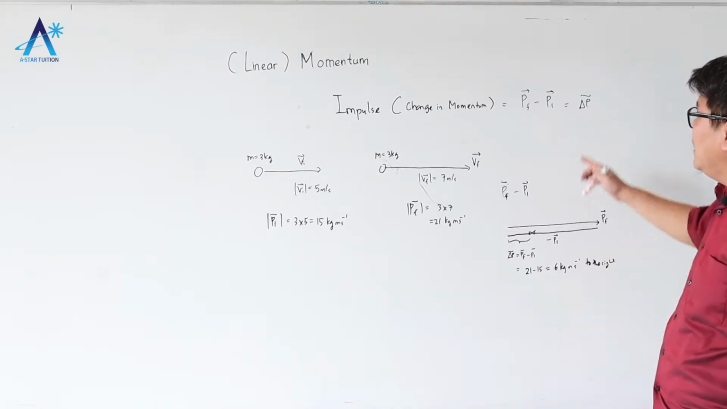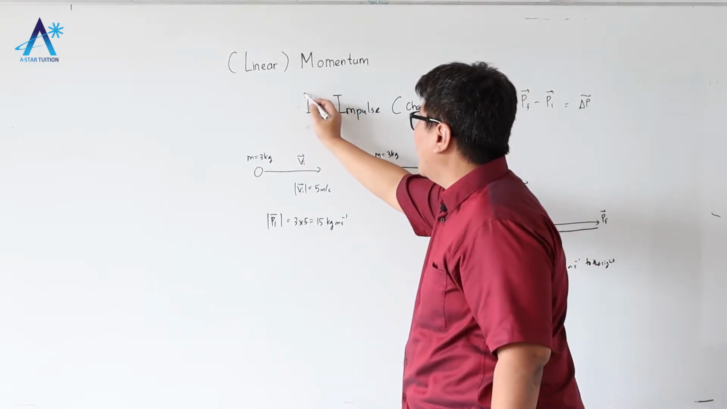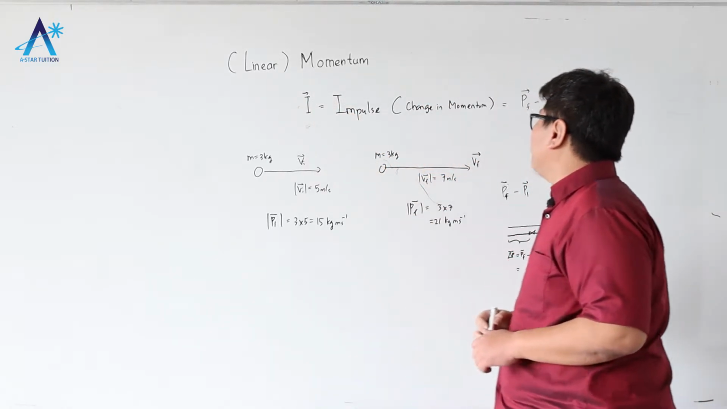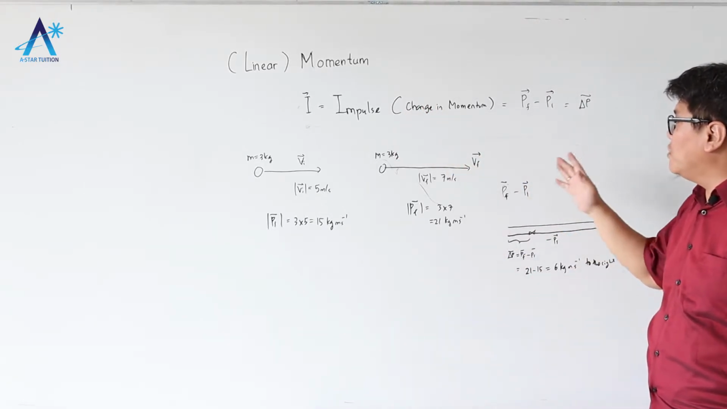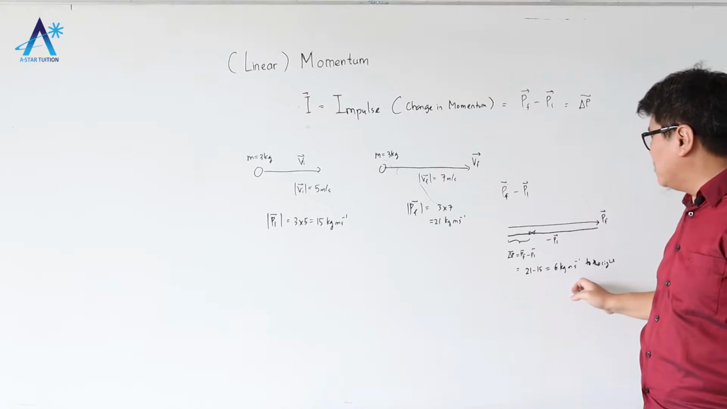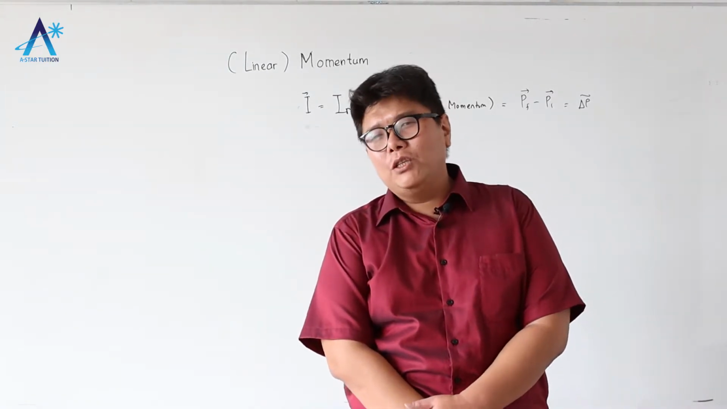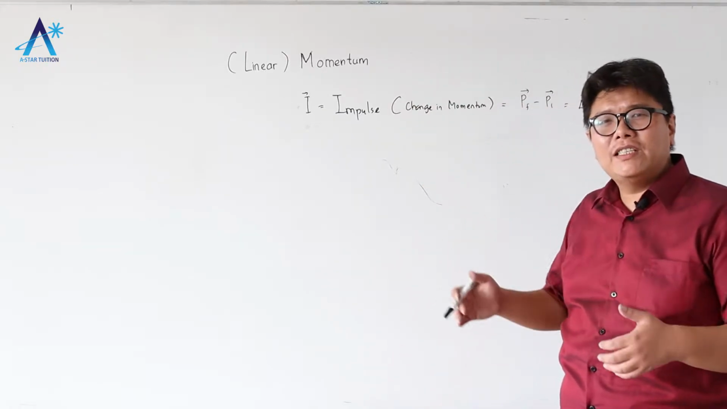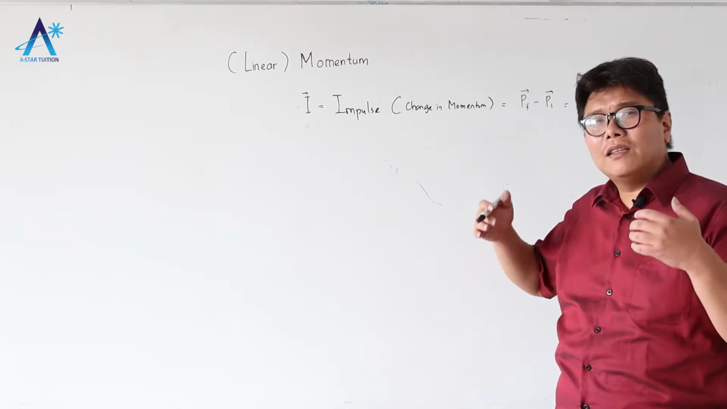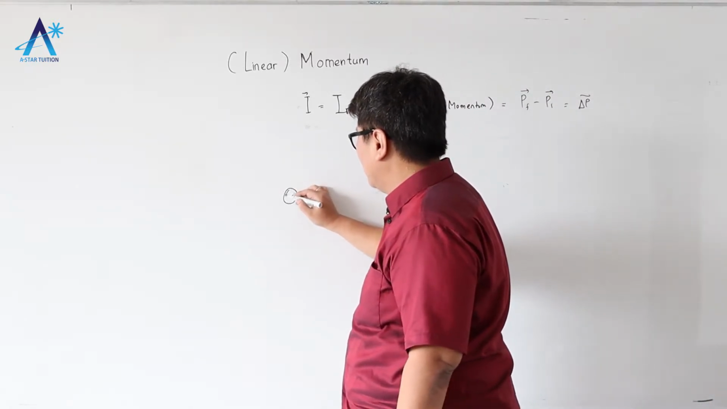Remember, delta p here, or impulse, the symbol usually used is vector I, is a vector. So therefore, you need to understand not only the magnitude but also the direction. The next example is, what if the velocity changed its direction while the speed doesn't change? Take a look at this example.